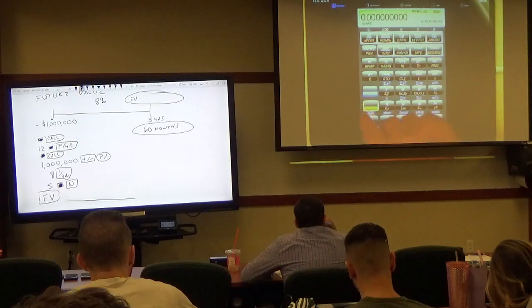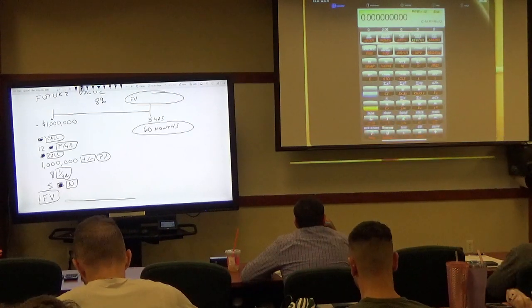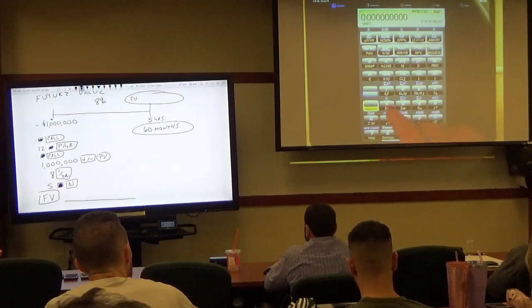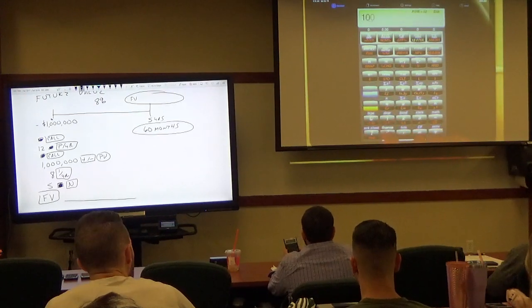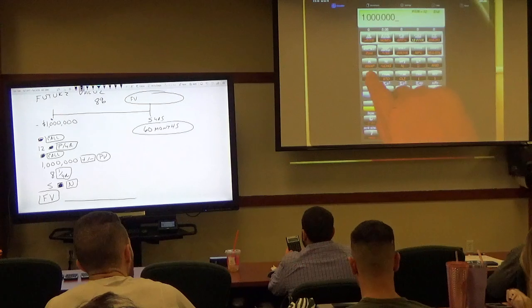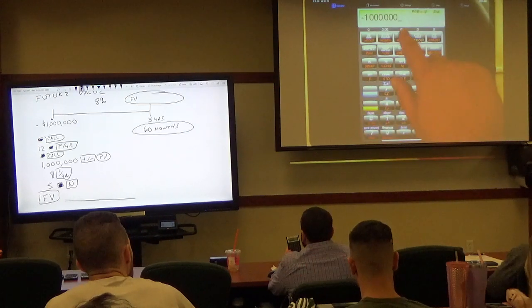I'll do it on this calculator here so you can follow along. All right? So the shift, clear all. Okay, we're set to 12 payments per year. All right, so 1 million, change sign, present value.